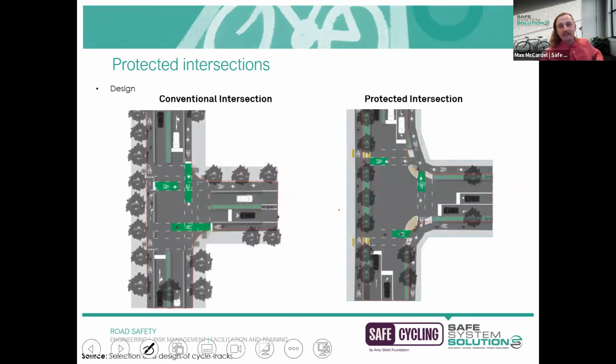This one is taken out of the TMR Queensland documents, where we've got a conventional intersection shown on the left and our protected intersection shown on the right. And you can see, once again, those corner refuge islands are really critical, okay? They do play a key role in ensuring that vehicles are slowing down. We've tightened up that corner radius, and where that conflict point exists, motorists have much better sight lines.